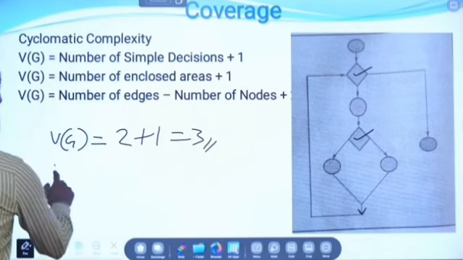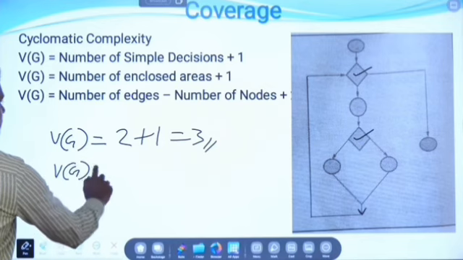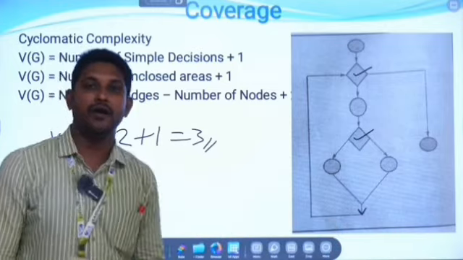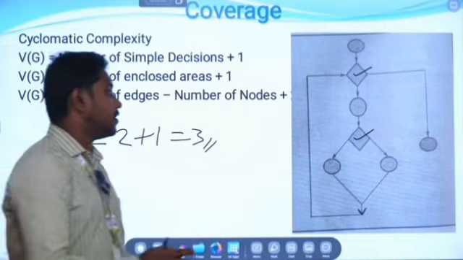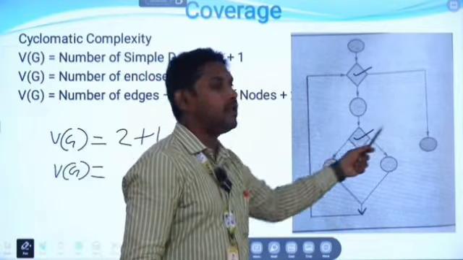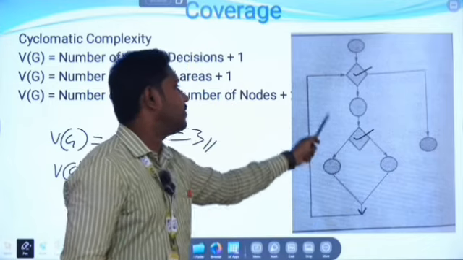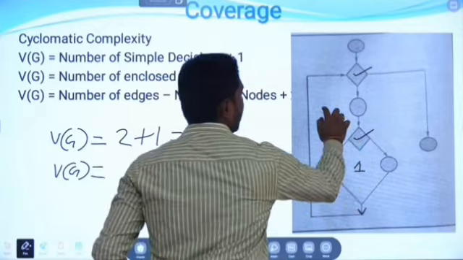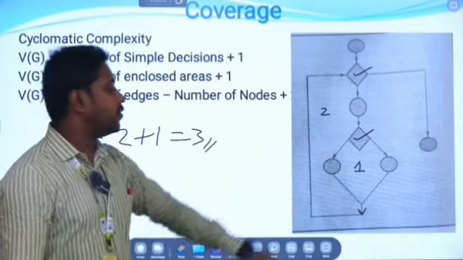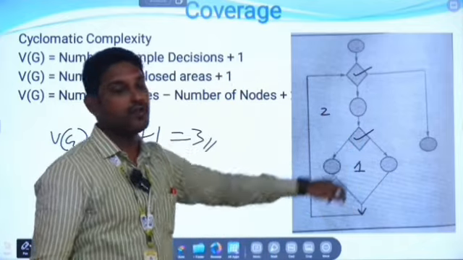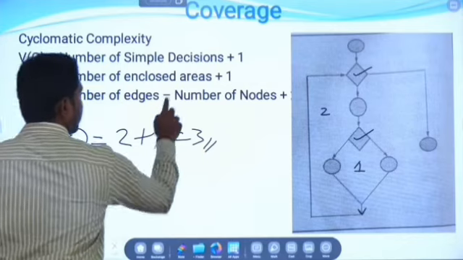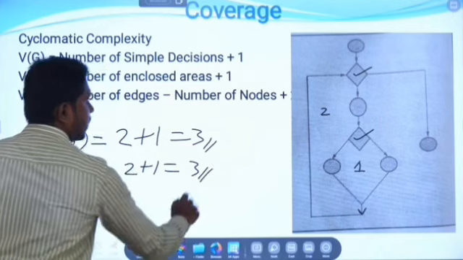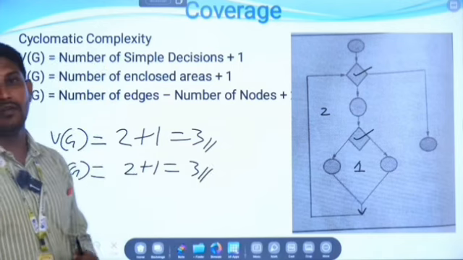The second formula, V(G), number of enclosed areas plus 1. In this given graph, we are going to find how many enclosed areas there are. You can check which is an enclosed area. This is the open area. Here we have one enclosed area, and we have a second enclosed area. So totally 2 enclosed areas are given in this graph. According to the formula, the number of enclosed areas will be 2 plus 1, that is equal to 3. According to the second formula, the value will be 3.